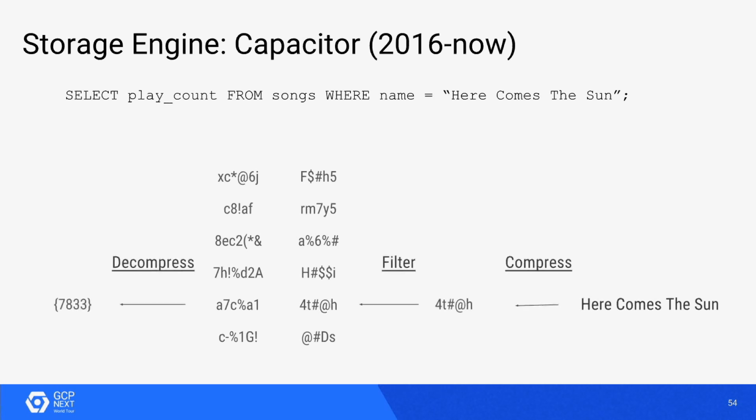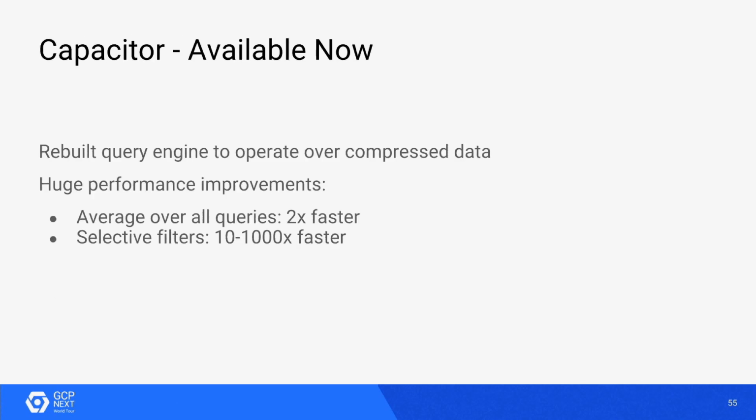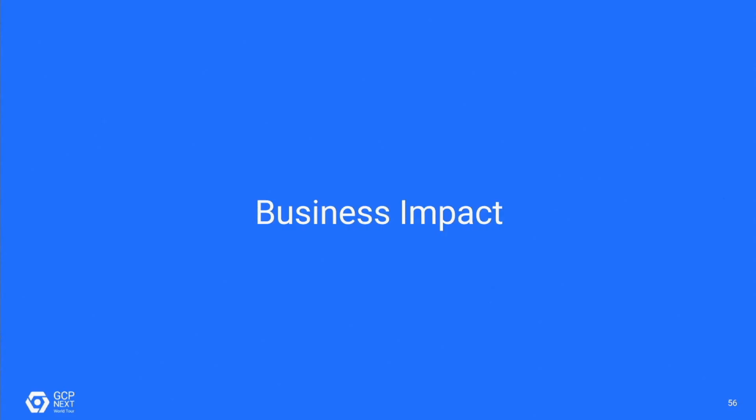I don't like builds. So with capacitor, rather than decompressing the entire file, what we do is we match the token on the filter. This leads to dramatically improved queries. So on average, we're now 2 times faster on all of the queries that are being run. Alex talked about his experience at Qubit. And on selective filters, where we're looking for that predicate, between 10 and 1,000 times faster than the previous model. And all of this was happening while everyone's in production. There's no downtime. It's a fully managed system. So over to business impact.